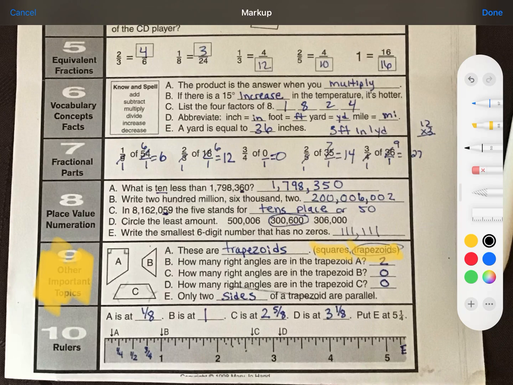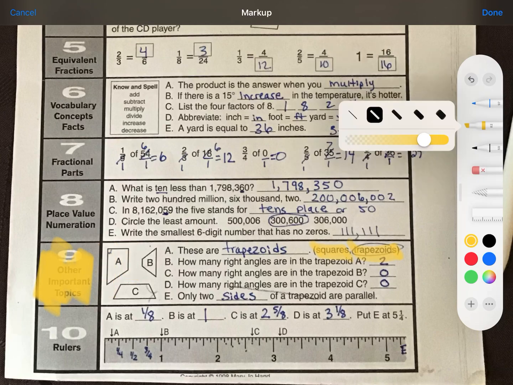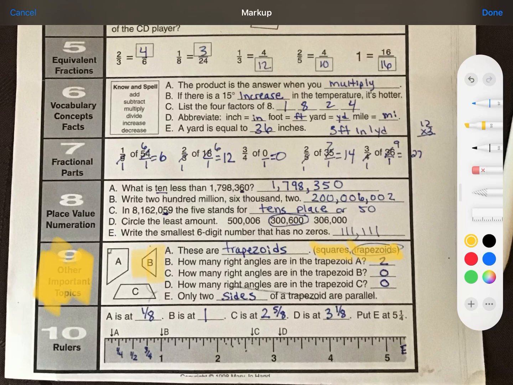Okay, E. Only 2 sides of a trapezoid are parallel. So this side and this side are parallel. And then on B, those 2 are. And then on C, these 2 sides are parallel, meaning they are not going to intersect.